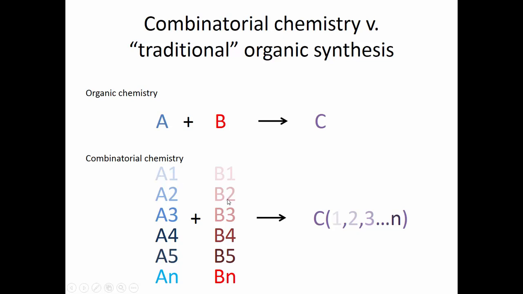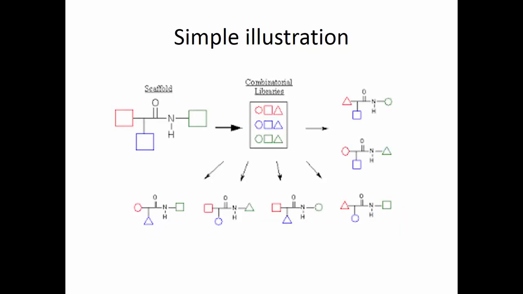A1 can react with B2, A1 can also react with B1, A2 can react with B2, B1, and B3, etc., to make many combinations of molecules in that way. Then we're left with a library of C-type compounds, and hopefully these are of the type that could potentially be used in looking for some kind of drug or other bioactive molecule. Here's a very basic illustration where you have maybe a scaffold. It doesn't have to be as simple as an amide bond, but it can be.